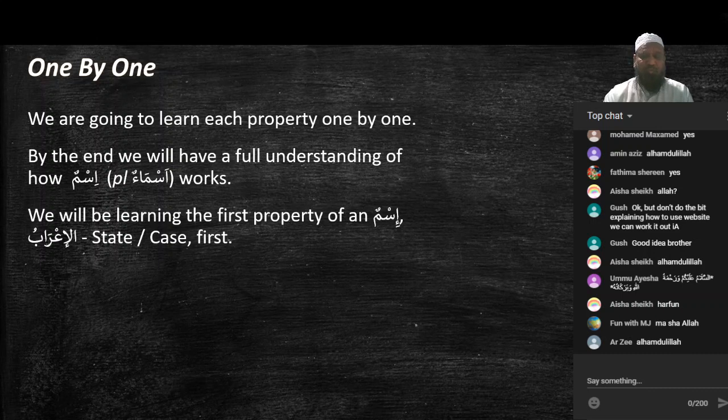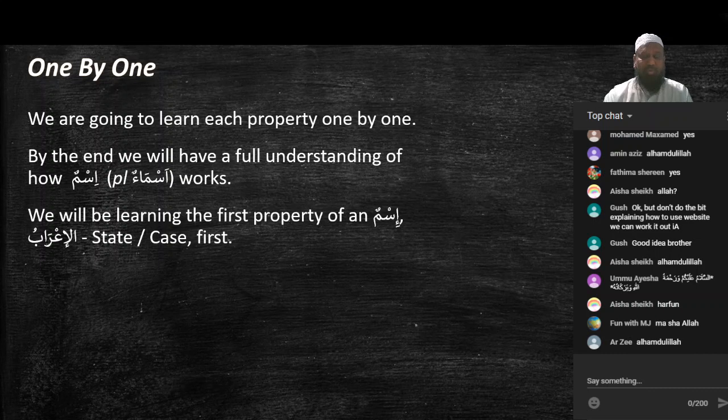Number two property of ism is an-naw'u, gender. In Arabic, every ism has two genders. Number one, mudhakkarun, masculine noun. Number two, muannathun, feminine nouns. Masculine noun means mudhakkar, and feminine noun in Arabic is muannath.